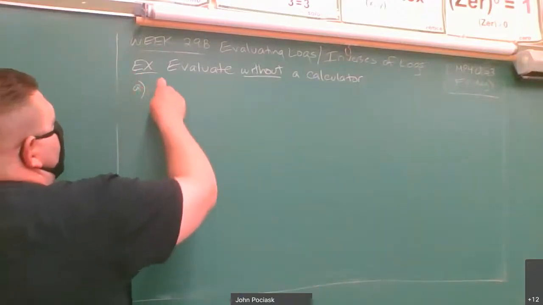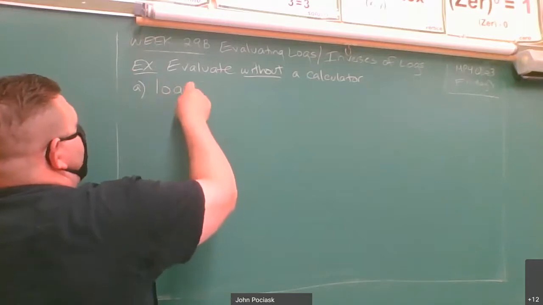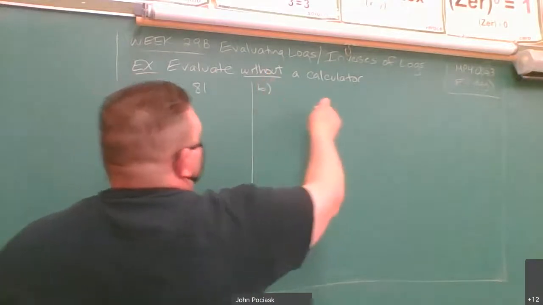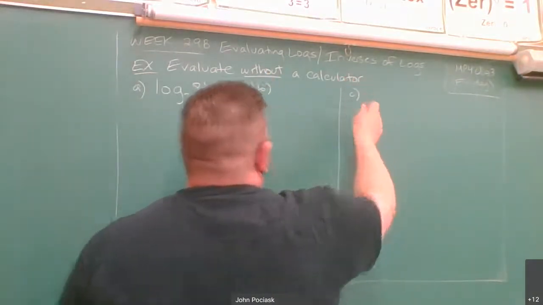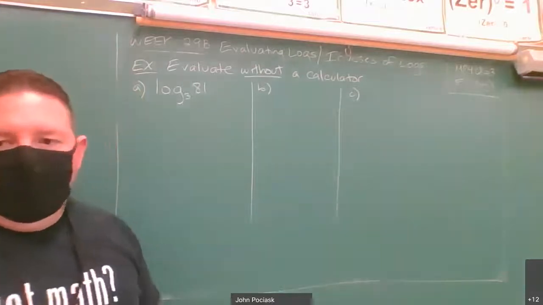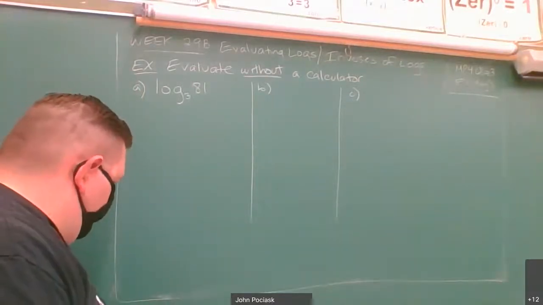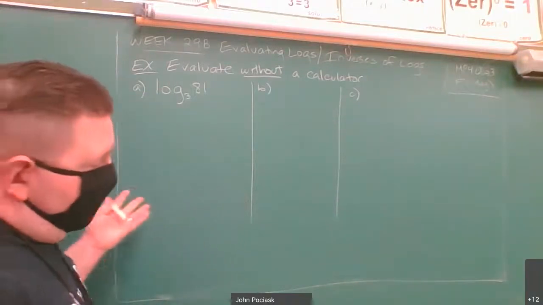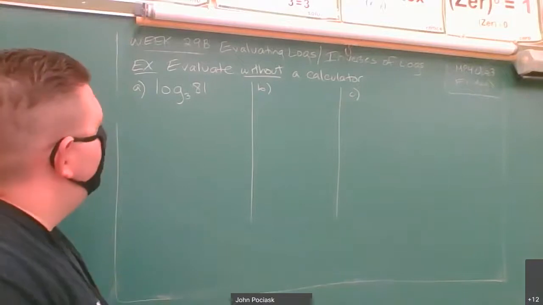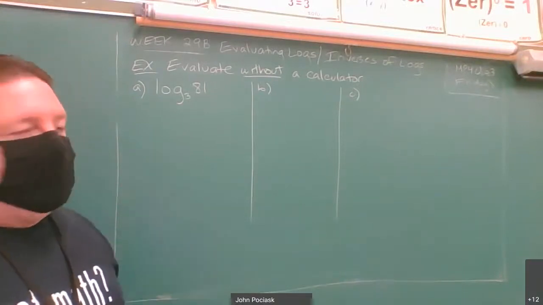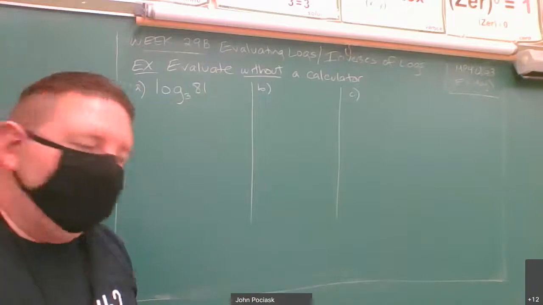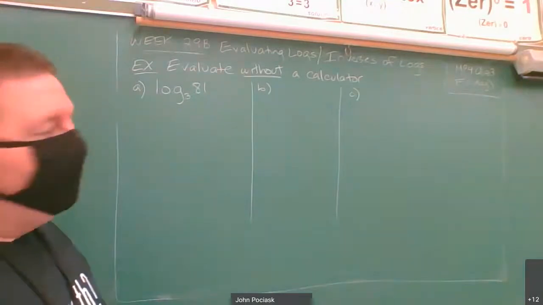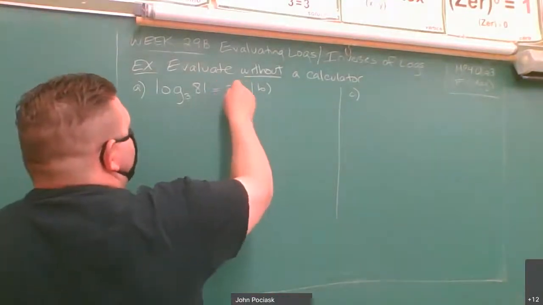So I'm going to start with log base 3 of 81. Now, of course, some of you might not even know what that is, which is fine because we're starting this really. What I'm going to suggest to you is that you introduce your favorite letter to the problem. You make an equation out of this. So I'm going to use Z. I'm going to say that the answer to this is Z.